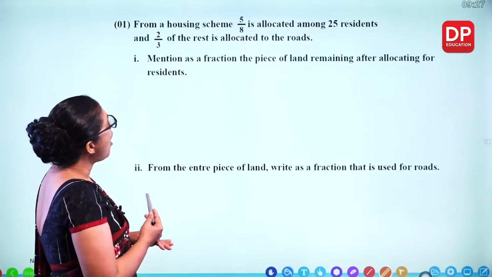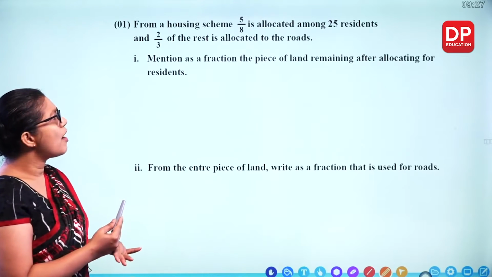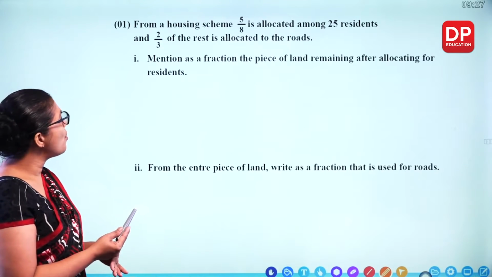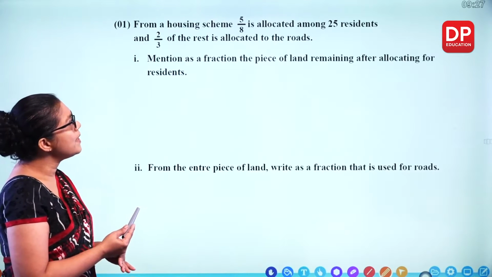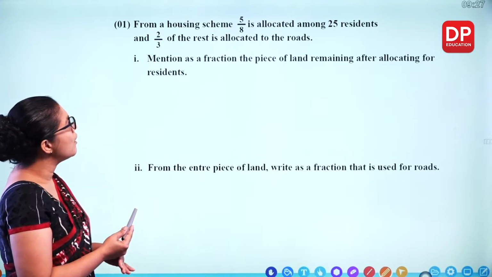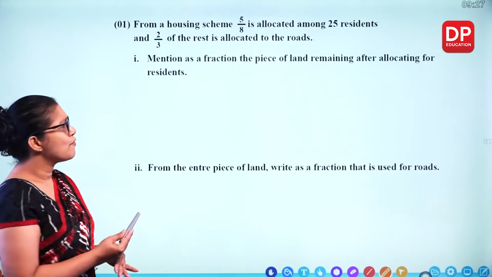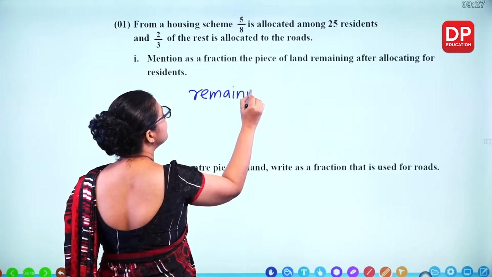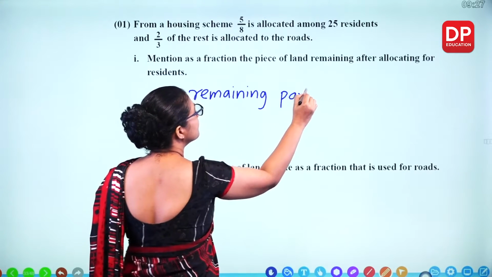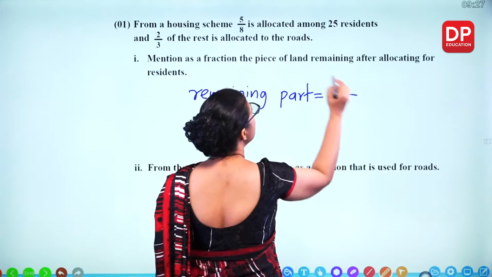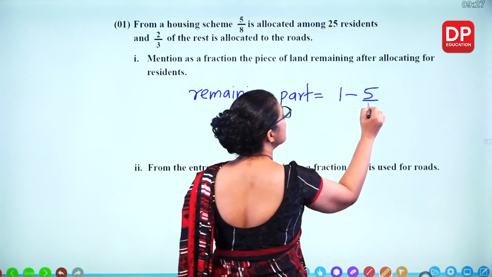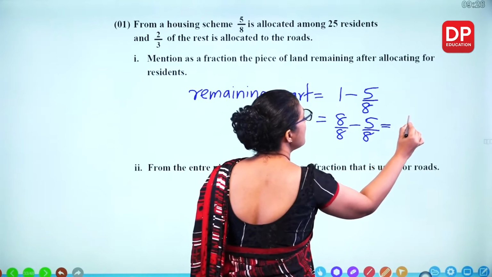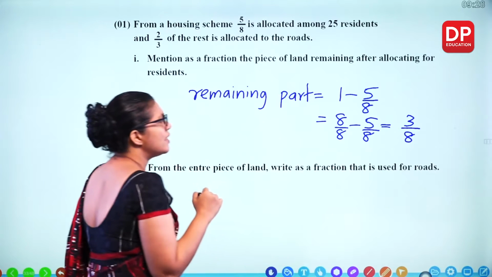So it says from a housing scheme, 5/8 is allocated among 25 residents. And then 2/3 of the rest is allocated to the roads. Mention as a fraction the piece of land remaining after allocating for residents. So you have to find out the remaining part. So remaining part is 1 minus 5 over 8. 1 you can write 8 over 8. So that becomes 3 over 8.